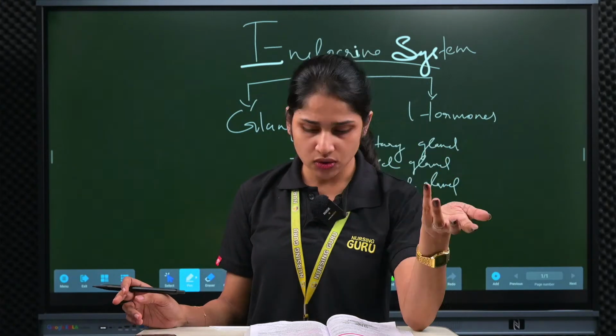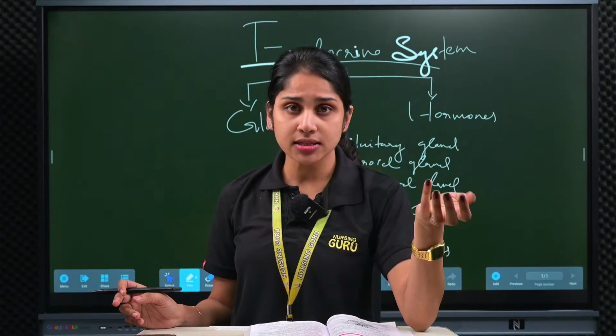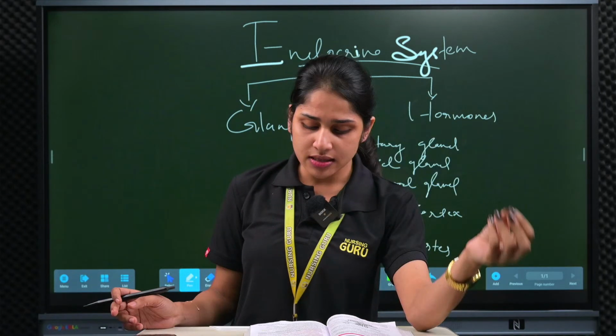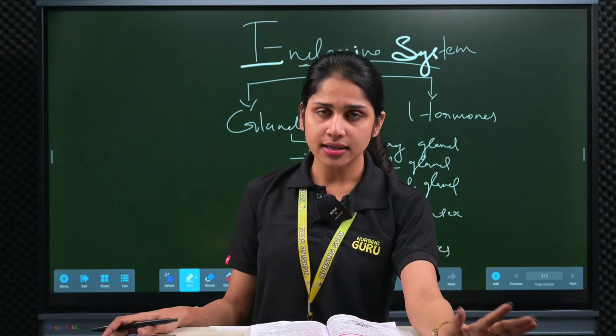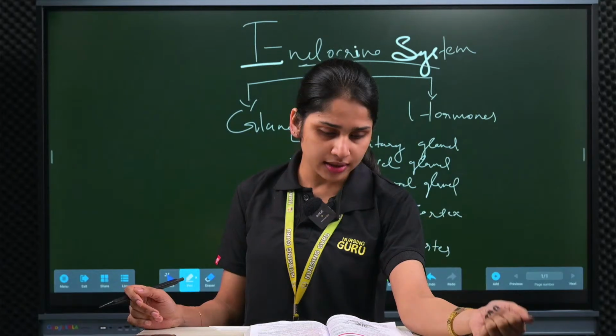Next one, oxytocin. Oxytocin, what? It helps in childbirth and pregnancy, and affects the smooth muscles and the muscle of the lactating breast. So that is regarding oxytocin. So our hormone section is over regarding this pituitary gland.